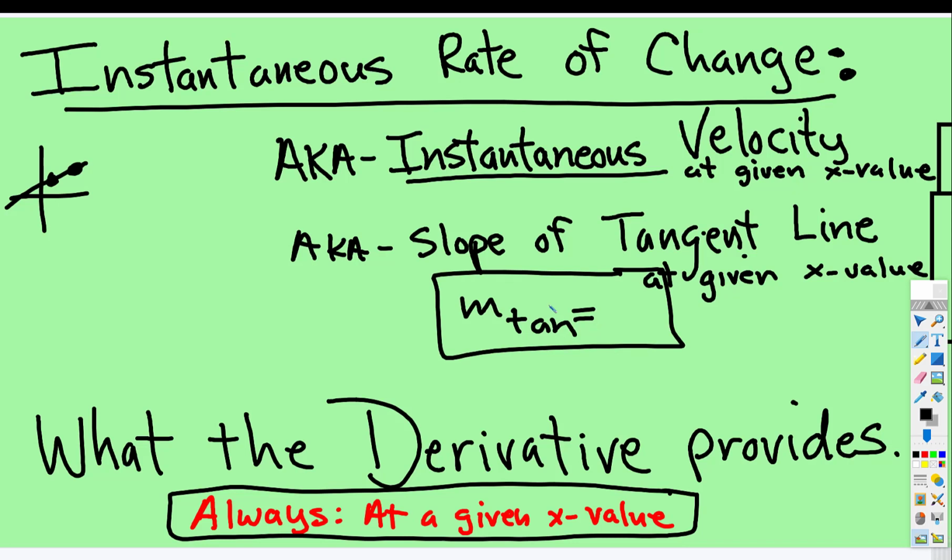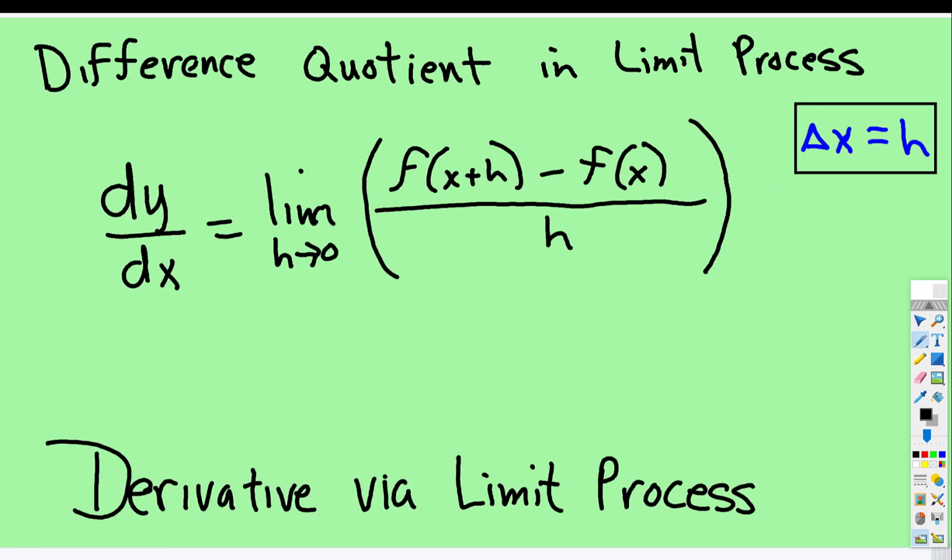And as we start to learn about the derivative, that's what the derivative function provides. The derivative function provides the slope of the tangent line, or instantaneous velocity. Okay, before we get started into that, we're going to harken back to the difference quotient in pre-calc, and it's this process using the limit of that difference quotient that gives us our first intro to the derivative. So we're going to find the derivative via the limit process.